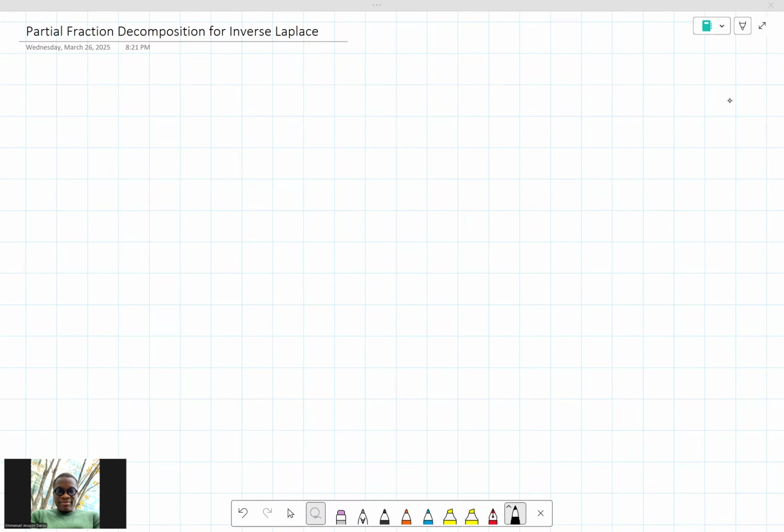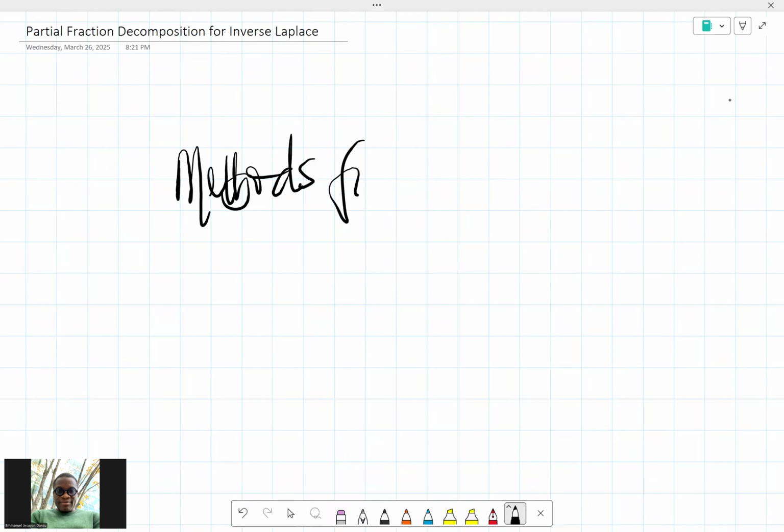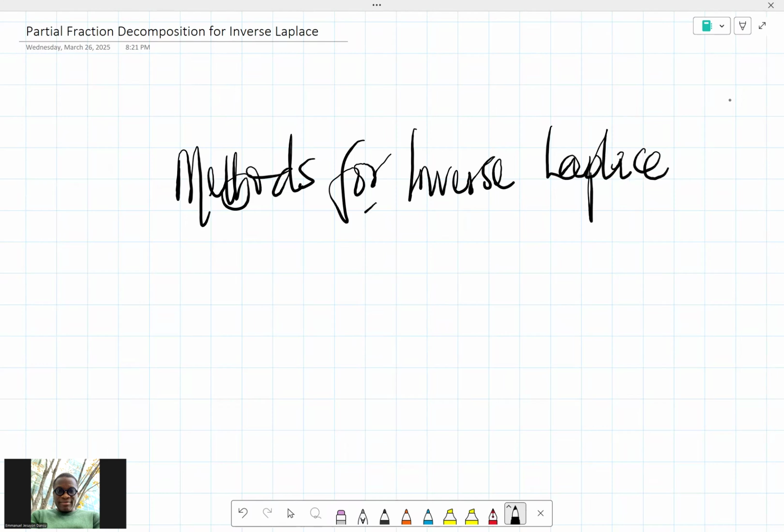We are talking about Laplace transform, and our focus is on inverse Laplace transform. Starting from this video, I'll be looking at methods for inverse Laplace. I introduced this in the last video. The first method would be the partial fraction decomposition method.